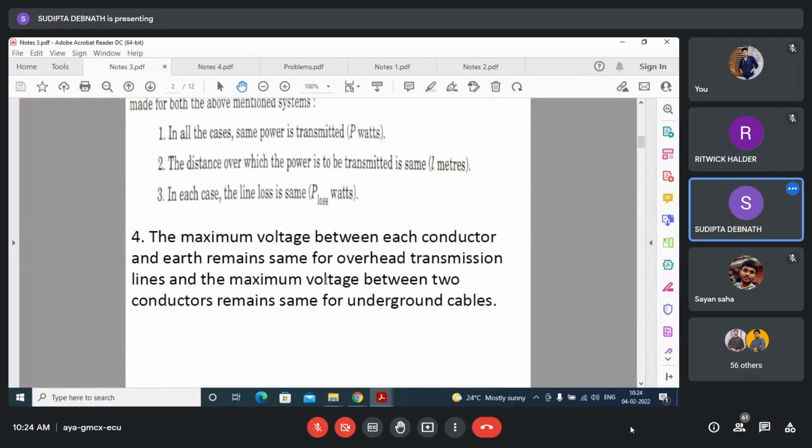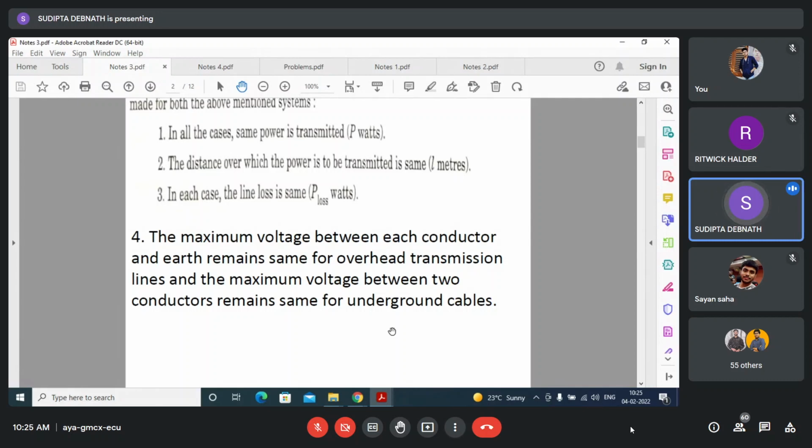That means for overhead lines, we'll consider the maximum voltage between each conductor and earth to be constant. But for underground cables, the maximum voltage between two conductors should be kept constant. You can understand. For DC, there is no problem. But sorry, for DC also there is a problem. I'll come to it just now, but let me discuss why this difference.